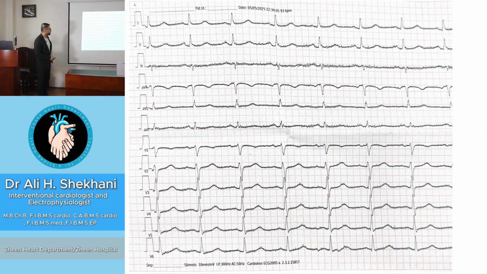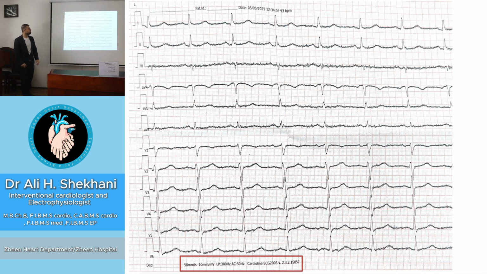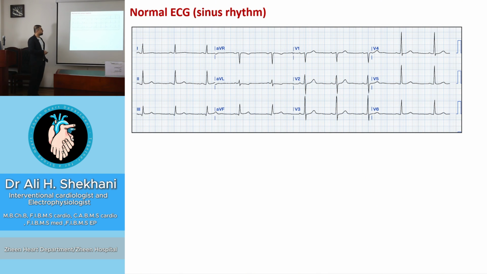Look at this ECG. This ECG was sent to me by one of my colleagues, and he thought that the patient has bradycardia. Just look, the calibration is doubled. It is 50 millimeters per second. So if you correct the calibration to the standard 25 millimeters per second, you can see that the patient has a normal heart rate and there is no bradycardia. So always check the calibration of the ECG before you interpret.